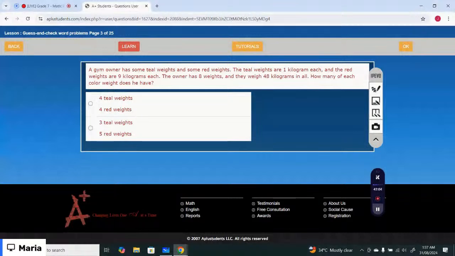So which is the correct option? Which option is the correct option? You can solve and write the option in the chat box.